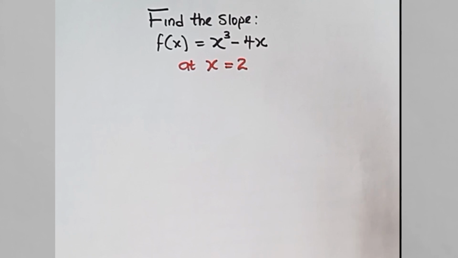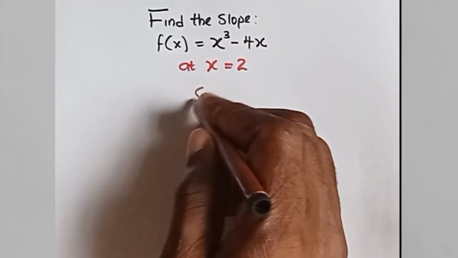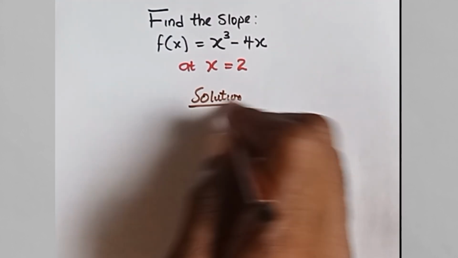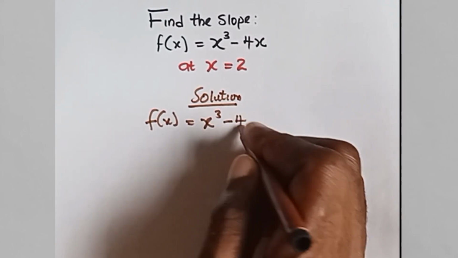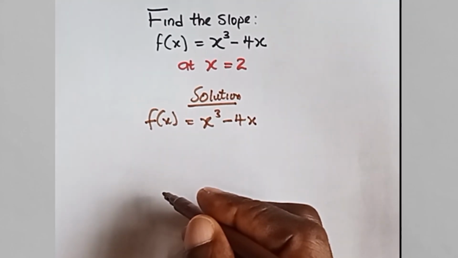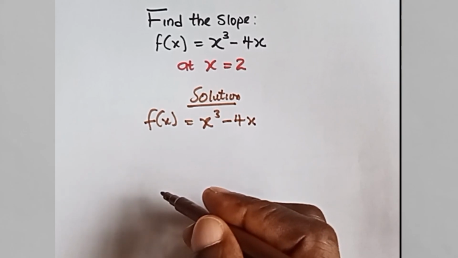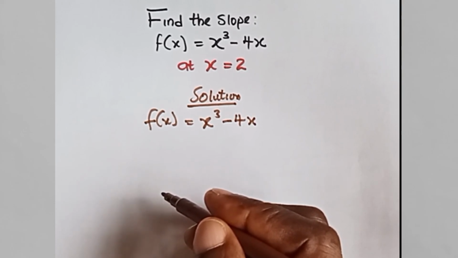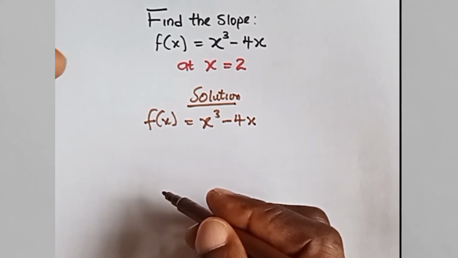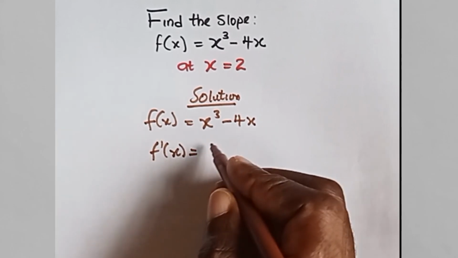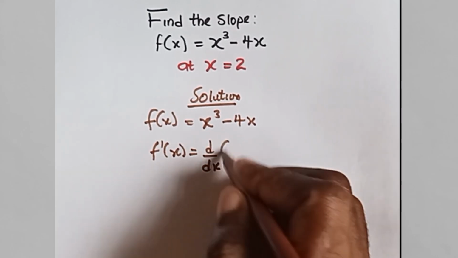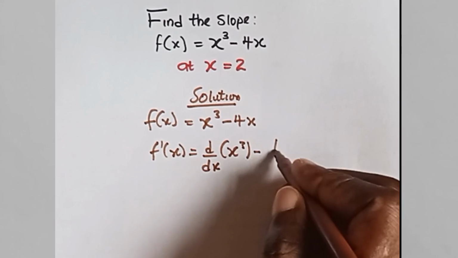It says we should find the slope of the graph when x = 2. Solution. So we have x^3 - 4x. As I've said, to find the slope of the graph at x = 2, what do we need? We need to find the derivative of this function first, and then we can evaluate it at x = 2. So let's differentiate this.